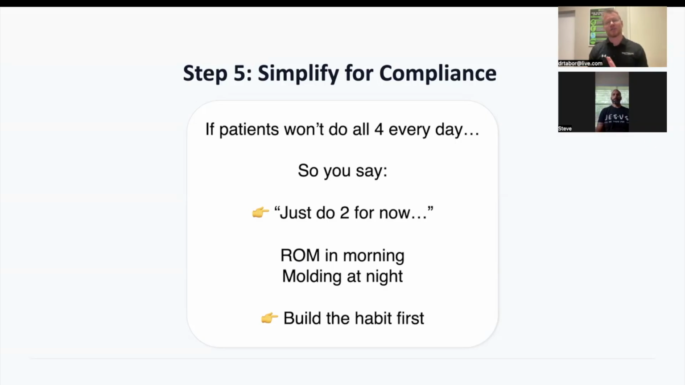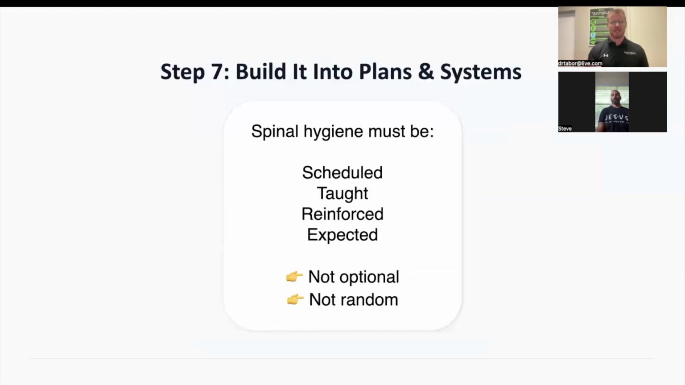So if a patient's not doing all four exercises every day, here's what you say. And so I said yesterday, just do two of them for me for now. Can you do that? Just two exercises, do some range of motion stretching every morning and spinal molding, lay on your rolls every night. Can you do that for me? And they're like, yeah, absolutely, I can do that. So I'm getting them into a habit, even if they just did one thing, lay on your molding rolls every night. Just do one thing every day. Build the habit first, then we can build on that habit. And when we build taking care of the spine as a habit in our patients' lives, that's where retention and compliance start to explode, right?